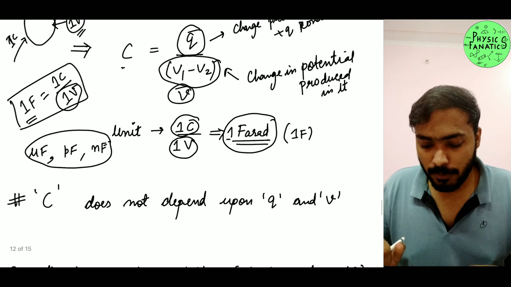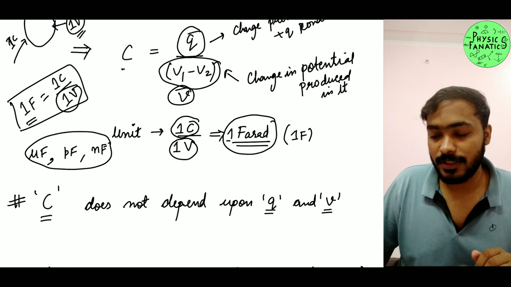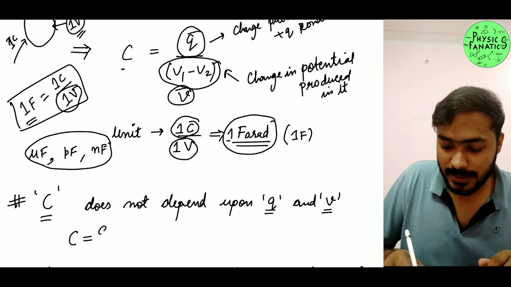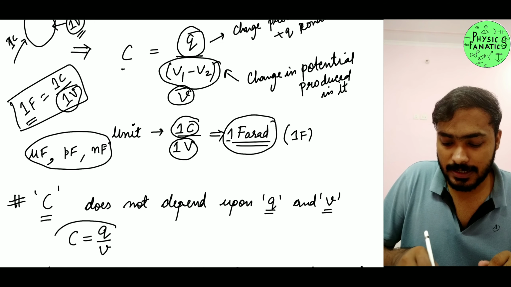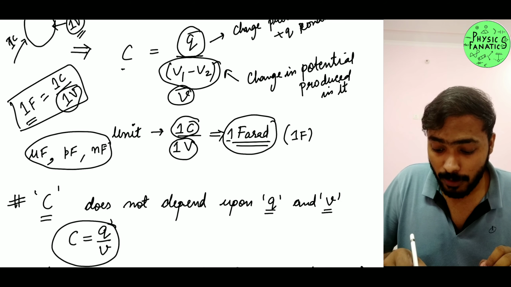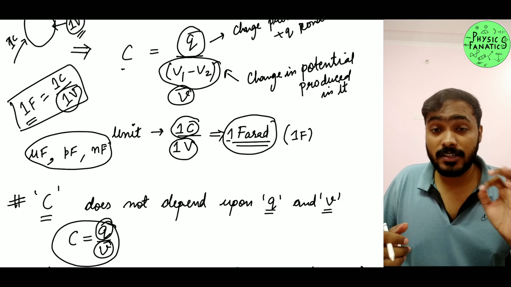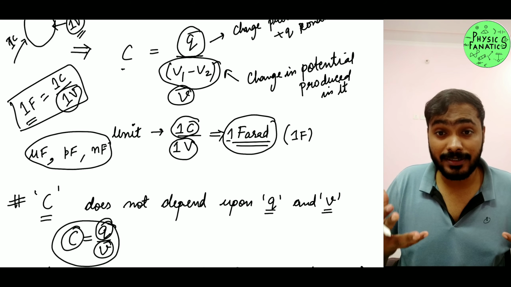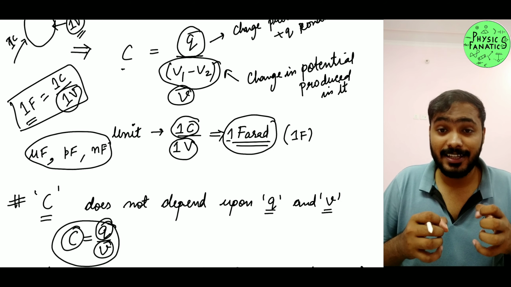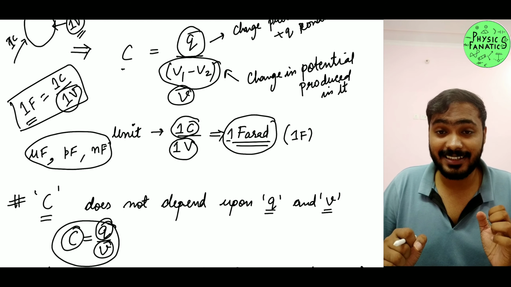Okay, now one more important point that you have to understand here is that your C does not depend upon your Q and V. Although I have written here, I'm sure you must have seen, C is defined as Q upon V. This is how your capacitance is defined. But you have to understand, your C does not depend upon the charge or the potential change. Why does it not depend? Because your C is actually a constant. C is the ability of the conductor to hold charge. That is something which is constant for any particular conductor. I hope you guys can understand that, right?